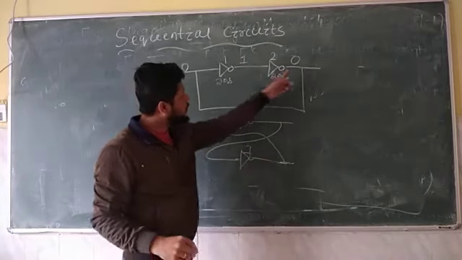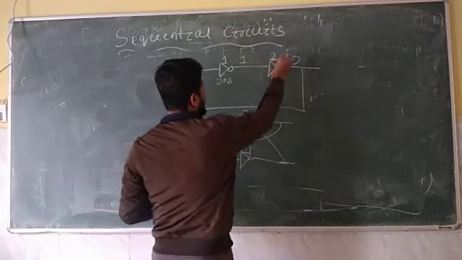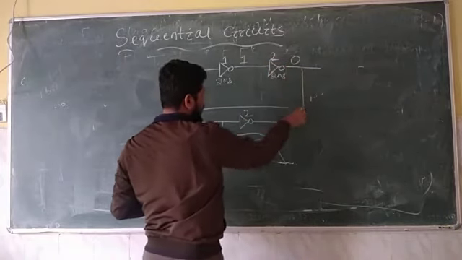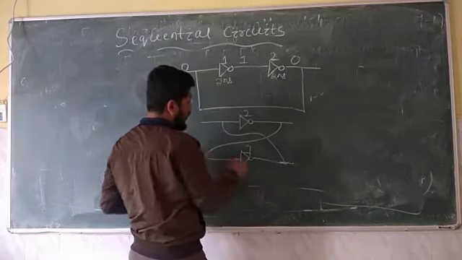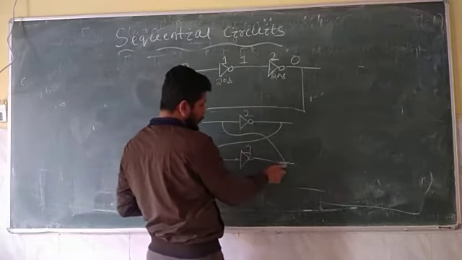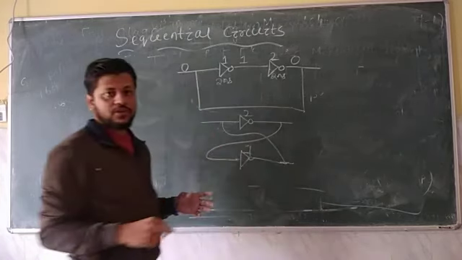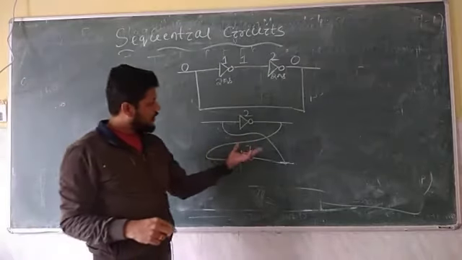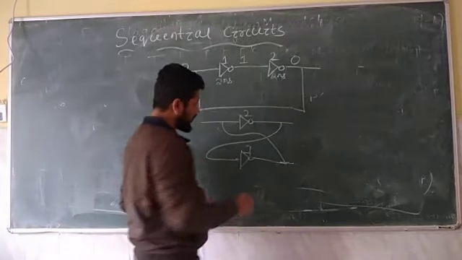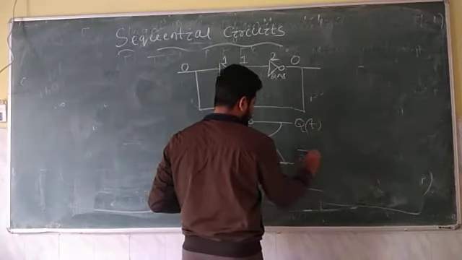The output of your second gate is connected with the input of the first. The output of the first gate is connected to the input of the second. So it is just cross coupled. This is another way of looking at your flip-flop circuit. So this is your Q(t) and this is your Q bar(t).